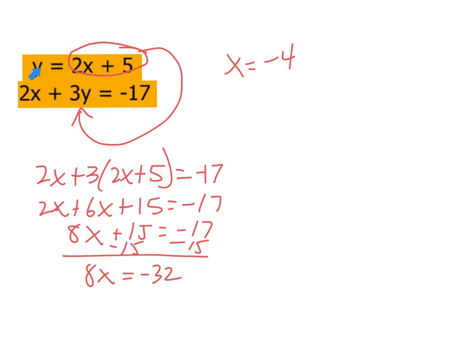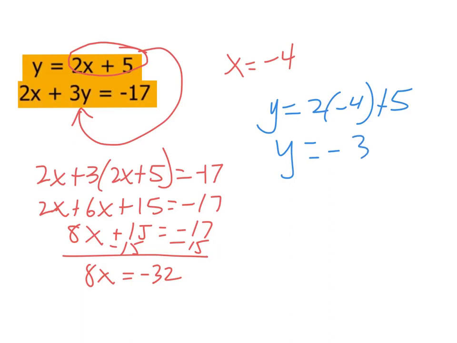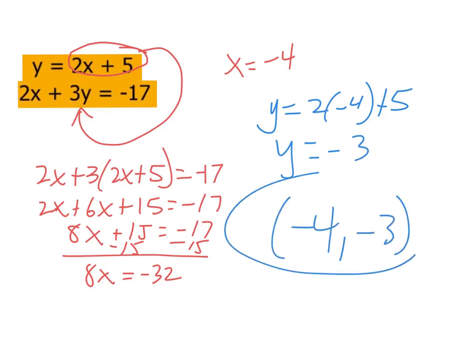Plus, I already have the y by itself, so if I just plug the negative 4 in, I'm going to be in good shape and can finish it up. So y equals 2 times negative 4 plus 5, and this is the step that's the same whether it's elimination or substitution. So y equals negative 3. My final answer, negative 4, negative 3. How many had that? Okay, good. Are there any questions about it?